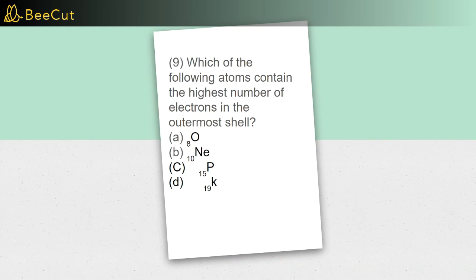Number 9. Which of the following atoms contain the highest number of electrons in the outermost shell? The one that contains the highest number of electrons in the outermost shell is B, neon. Why? It has 8 electrons in its outermost shell, while the others do not have it.